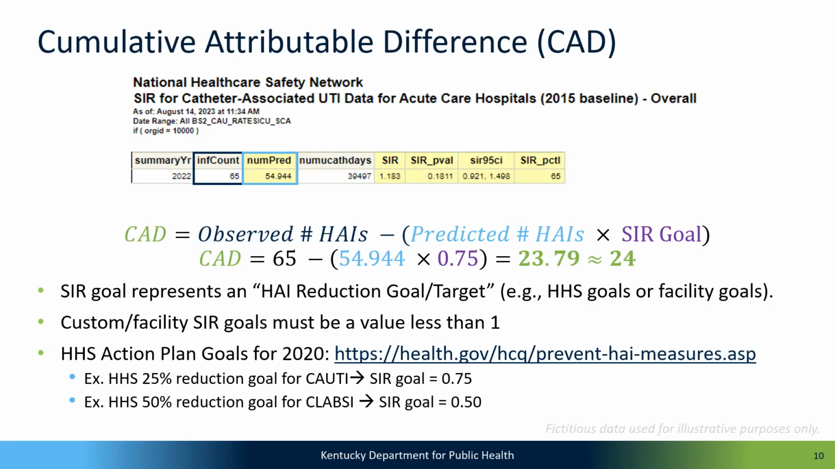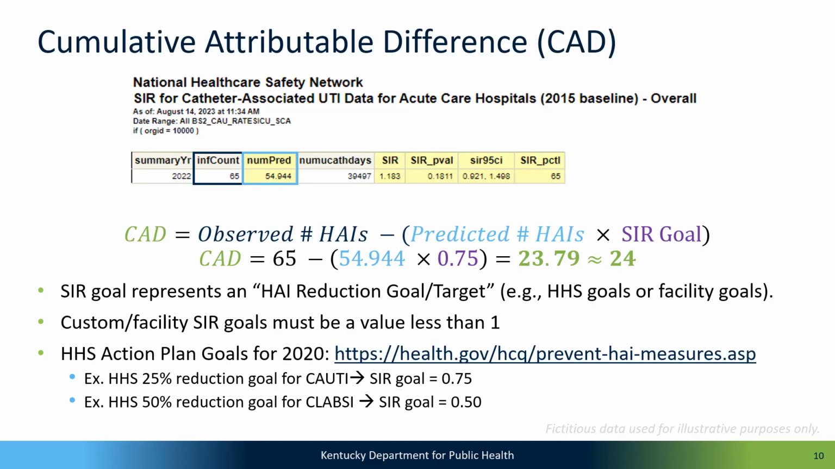The CAD should always be rounded up to the nearest integer, as we cannot reduce or eliminate half of an infection. So we always want to round up to the nearest integer. Facilities can use a custom SIR goal as long as it is less than 1. The TAP report, however, will automatically generate using the HHS goal as a default. So if you want to change that to a custom goal, we'll talk about that later on in this presentation.